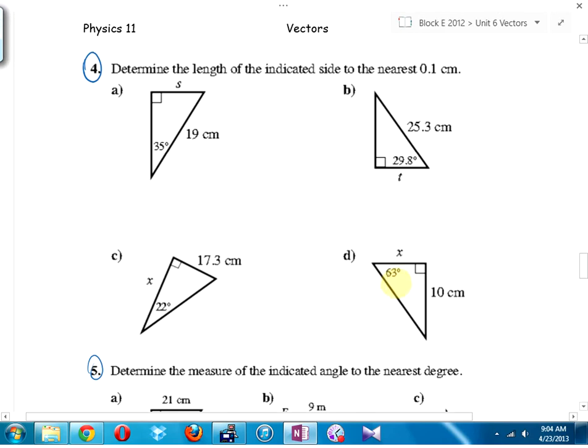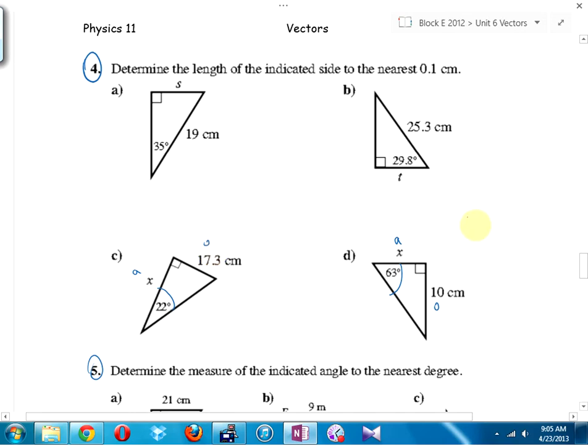For C, you know what, I'll do D and I'll let you try C, okay? There's my angle, that 10 is opposite, adjacent or hypotenuse. I totally agree. What about that X? Which trig function has the O and the A in it, my friends? Tan. By the way, also in C, it's adjacent and opposite. It's the same question, and that X is the adjacent. That's why I'll just do one of them.